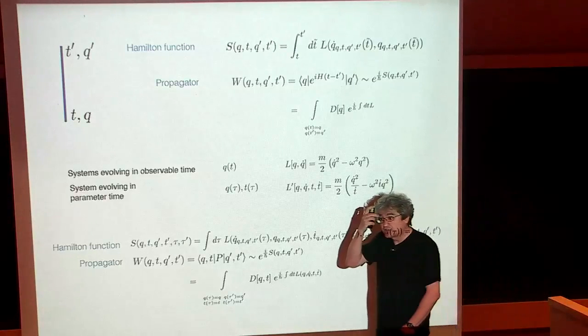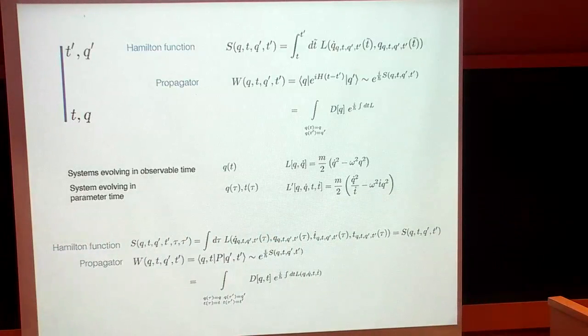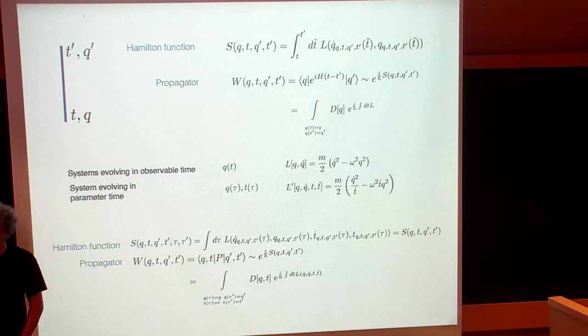Okay? So it's a function of the boundary variables T, T prime, Q, Q prime of the system. And if you have it, it has a lot of beautiful properties. It is a special solution of the Hamilton-Jacobi equation. If you take the derivative with respect to Q, you get P. If you take the derivative with respect to T, you get the energy, all that stuff.